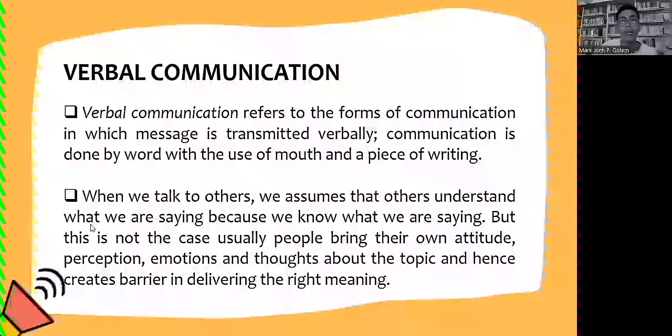Usually, people bring their own attitude, their own perception, emotions, and thoughts about the topic, and hence create barrier in delivering the right meaning. So, mauna siya, when you are communicating with each other, kung nag-communicate siya sa imuha, ihatag sa iyahang opinion, respect his or her opinion. Iyahang opinion, dili ka mag-mute. Okay? Mao na siya. Talk with respect. Listen with respect. Ana na siya.